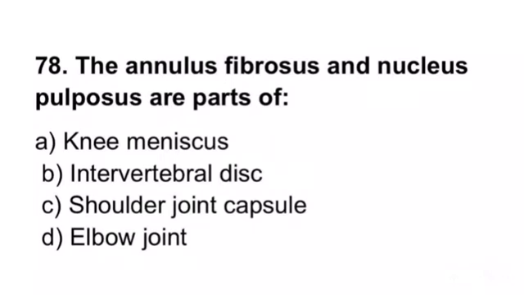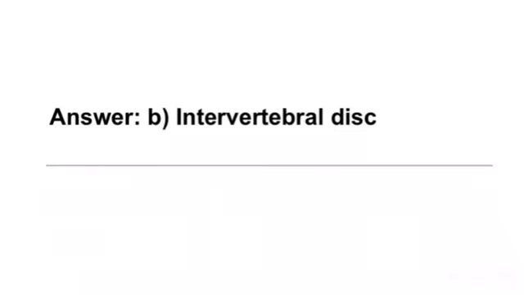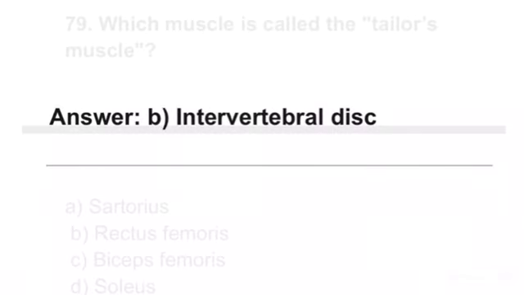78. The annulus fibrosus and nucleus pulposus are parts of A. Knee meniscus. B. Intervertebral disc. C. Shoulder joint capsule. D. Elbow joint. Answer, B. Intervertebral disc.